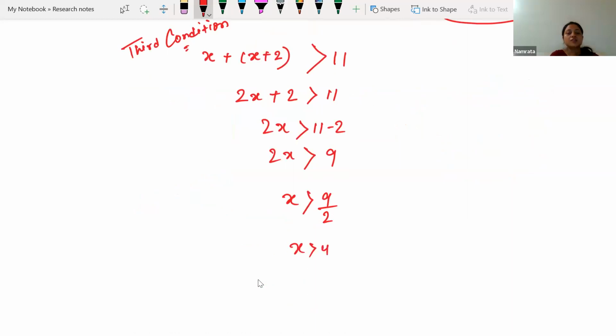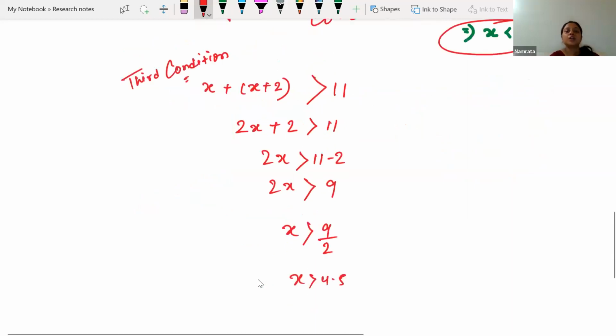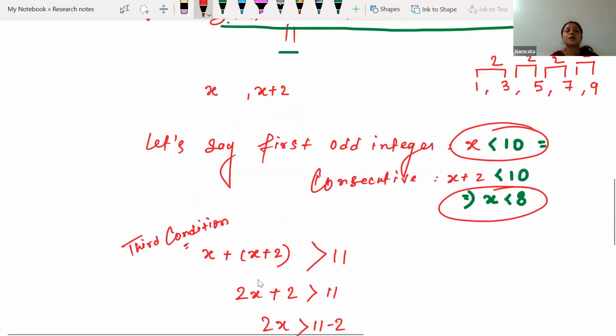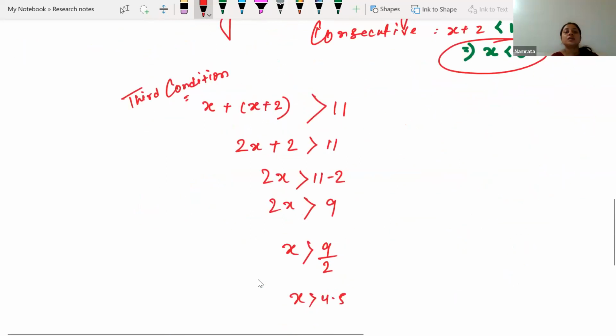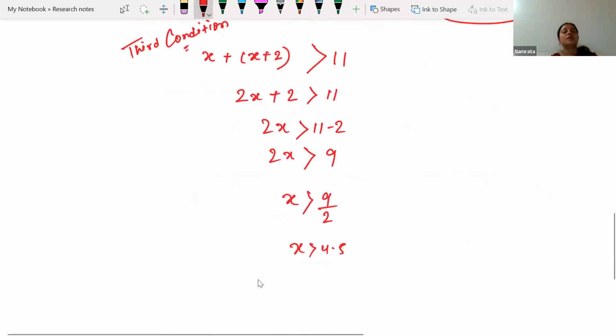4.5. X is larger than 4.5. We are talking about integers. Integers means we will not take the decimal number, we'll take the integral value, or the numbers with positive or negative sign. Now let's combine all the three cases.